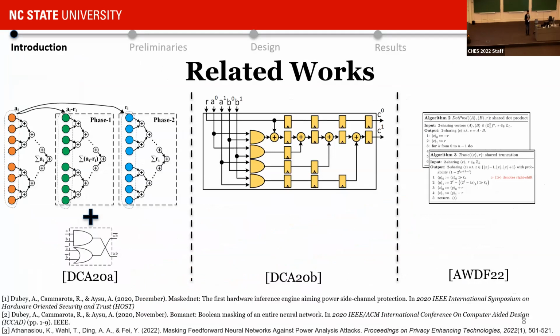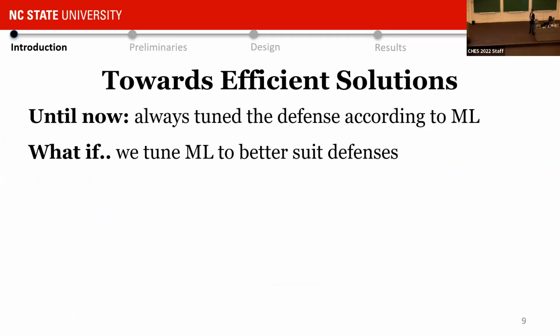Now, an important observation that we made is, given all these defenses, that we've always been trying to tune the defenses according to machine learning. Specifically, because machine learning arithmetic in general is not exactly how the cryptographic arithmetic works. It's difficult to directly leverage all the research work in masking to machine learning algorithms.